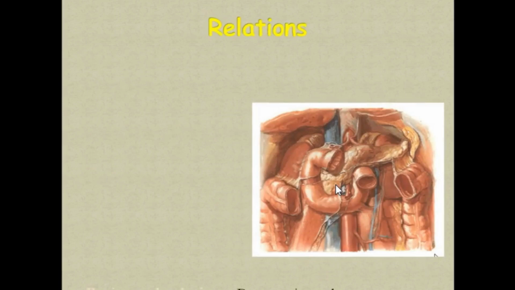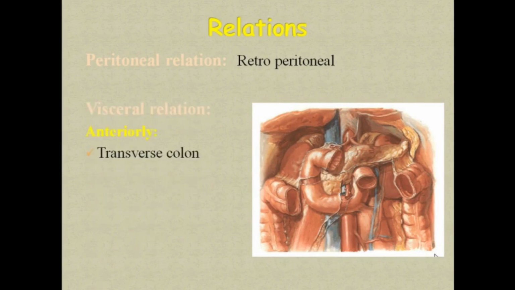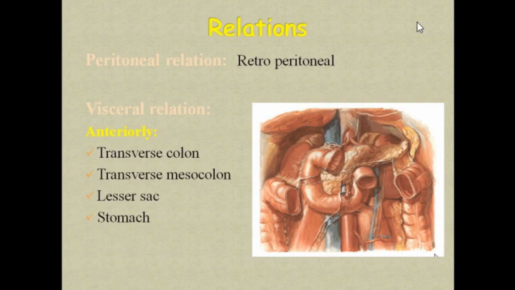Talking about relations, peritoneal relation is retroperitoneal. It is present behind. And visceral relation, anteriorly, structures related are again transverse colon, same as the second part, because both are vertically placed and crossed by transverse colon and transverse mesocolon along with lesser sac of peritoneum and the postero-inferior surface of stomach, which are removed over here. So here we have the postero-inferior surface of stomach also related above the fourth part.